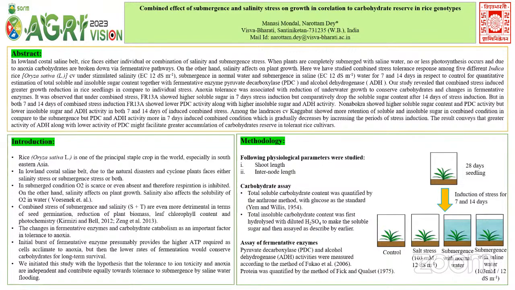The changes in fermentative enzymes and carbohydrate catabolism are an important factor for tolerance to anoxia. Initially, a vast fermentative enzyme activity provides the higher ATP required by the cell to survive anoxia, but then a lower rate of fermentation conserves carbohydrate for long-term survival. We initiated this study with the hypothesis that tolerance of ion toxicity and anoxia are independent and contribute equally towards tolerance to submergence by saline water flooding.